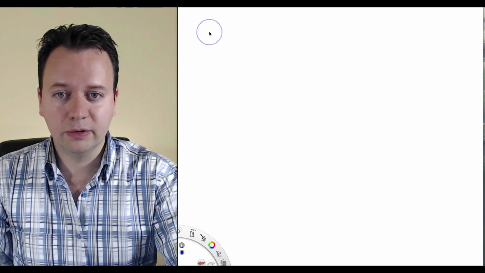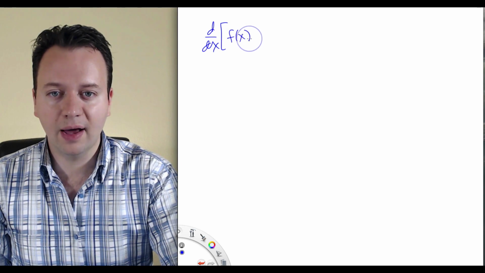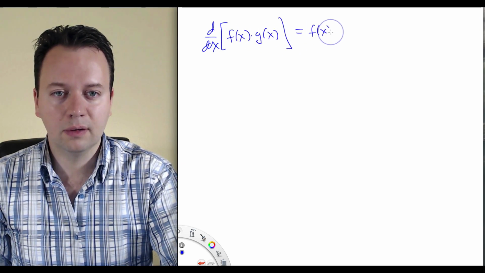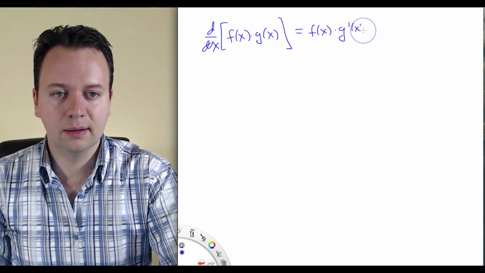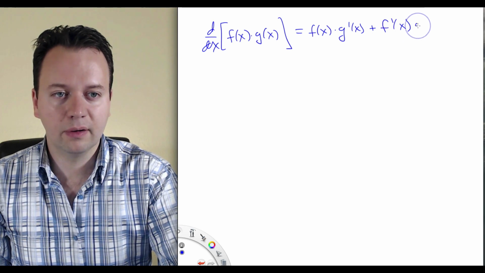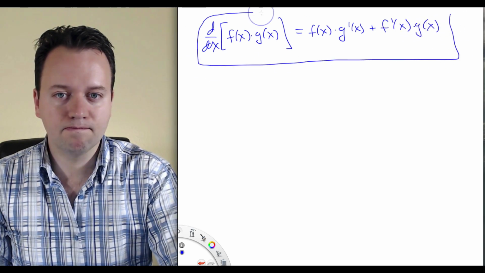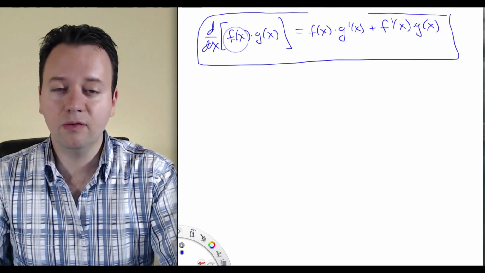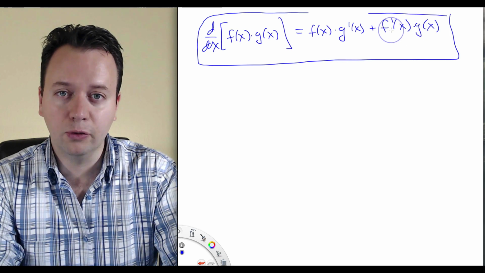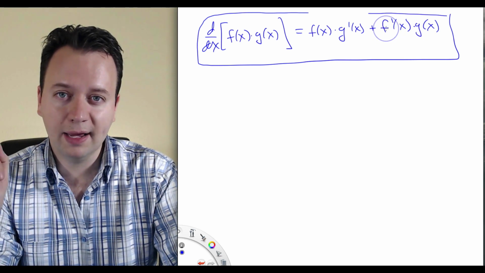In other words, if we take the derivative of a product, f of x times g of x, we get f times the derivative of g, plus g times the derivative of f. Just like that. That is the product rule. So the derivative of f times g is f times the derivative of g plus g times the derivative of f. Now, today we're going to look at why it's true.